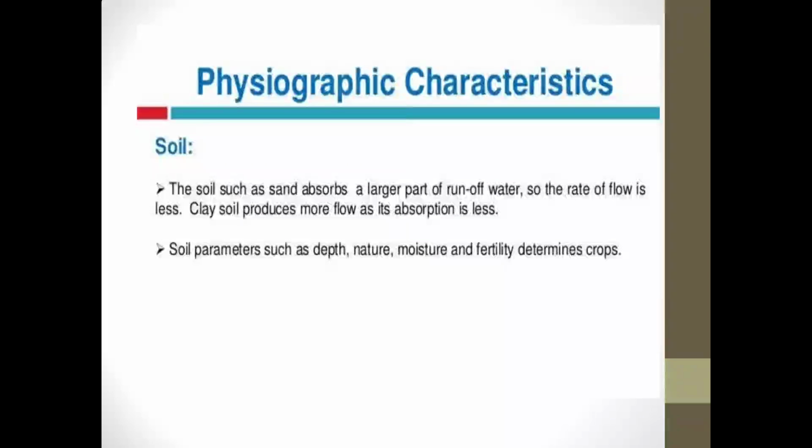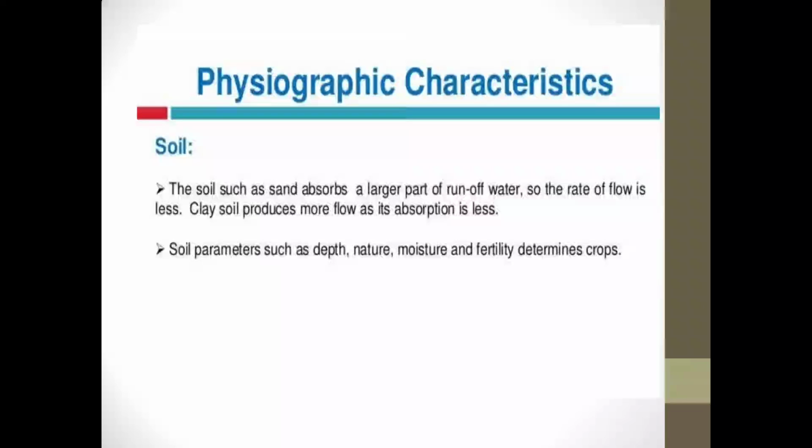Soil such as sand absorbs a large part of the runoff water, so the rate of flow is less. So if the soil present is a sand type of soil, in that case it absorbs a large part of the runoff water, and the rate of flow of water is very less or minimized. That means most of the water is absorbed by the sand soil. Then clay soil produces more flow as its absorption is very less.